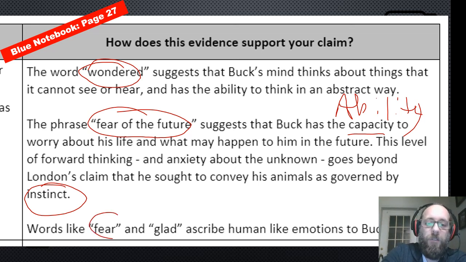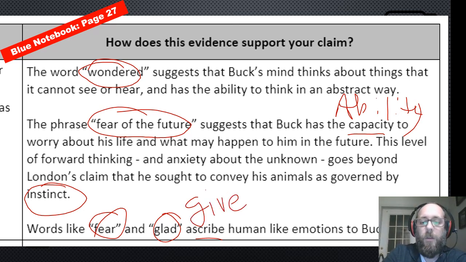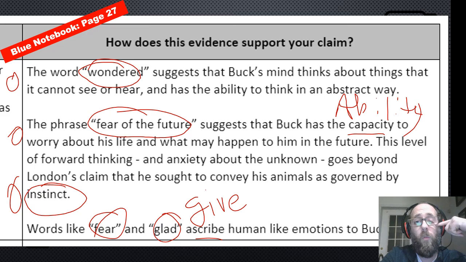And finally, words like fear and glad ascribe, or give, human-like emotions to Buck. So pick one of these that you like best. Either you like this one best, or this one best. You can copy it or you can put it in your own words, whatever you think is best, and then we'll move on.